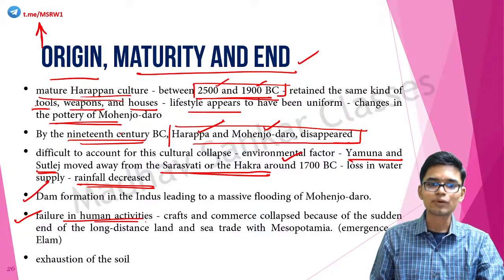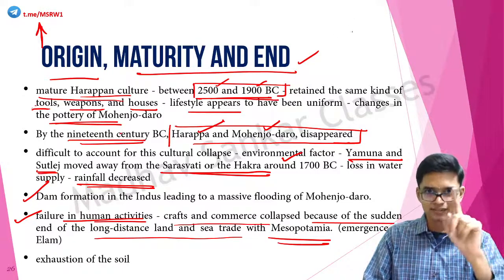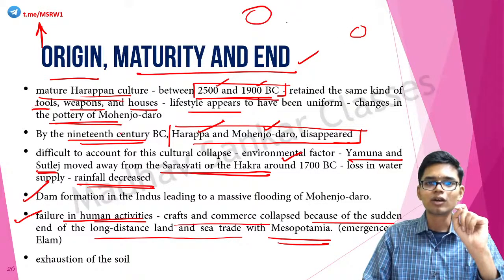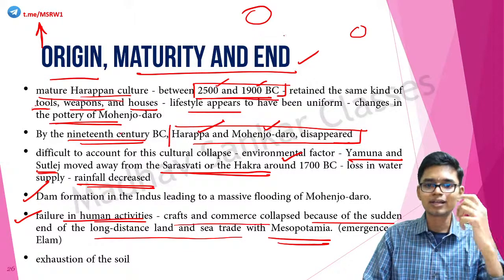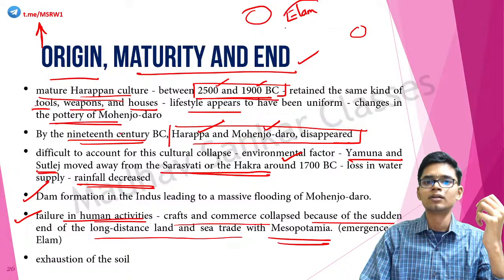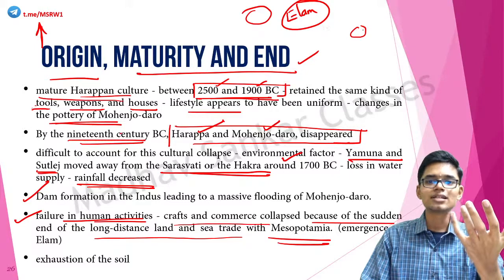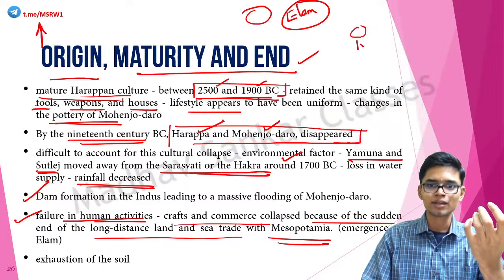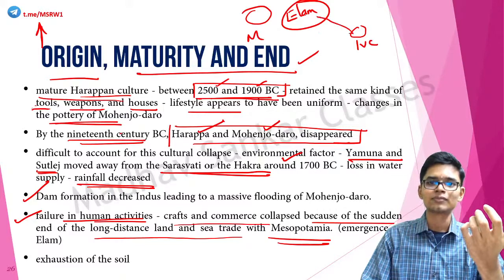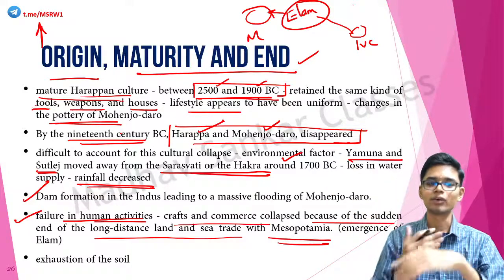Failure of human activities. For example, craft and commerce collapsed because of the sudden end of long distance trade with Mesopotamia. So between Indus Valley civilization and the Mesopotamian civilization, around 2000 BC, there arose a new power called Elam. And this newly arisen power hindered the trade between Indus Valley civilization and Mesopotamian civilization. Clear? So this trade or commerce actually came to an end.